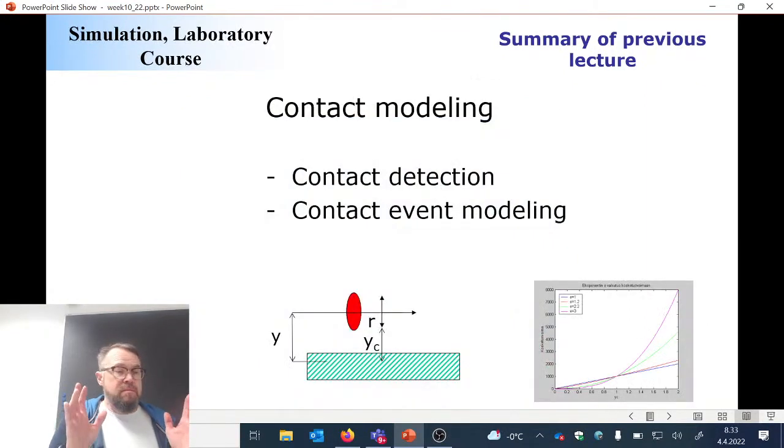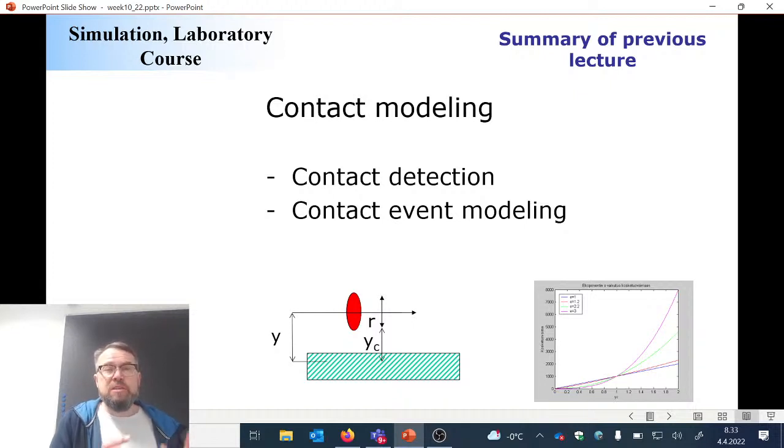Now, this is a summary from what was it? 4 weeks back. So 4 weeks ago, we discussed the contact modeling. We concluded that this consists of 2 different steps. And the first step is contact detection. Contact detection is something that typically takes quite a bit of CPU power. So contact detection, like the title implies, is detecting where the contact takes place.